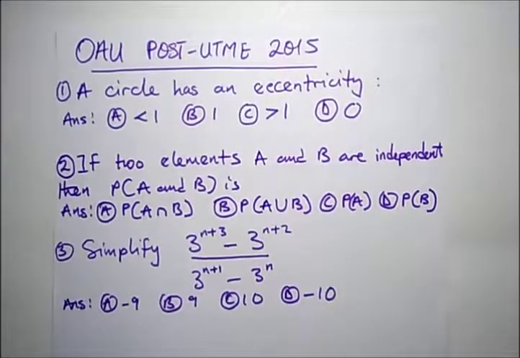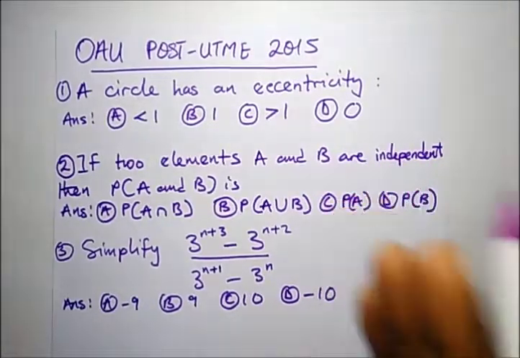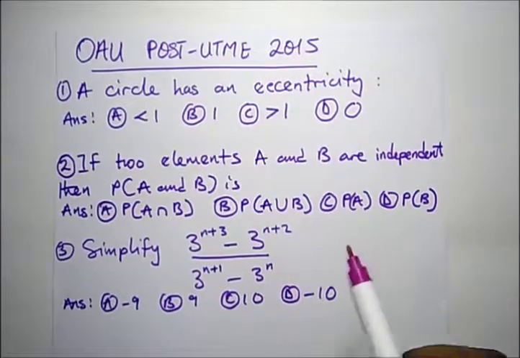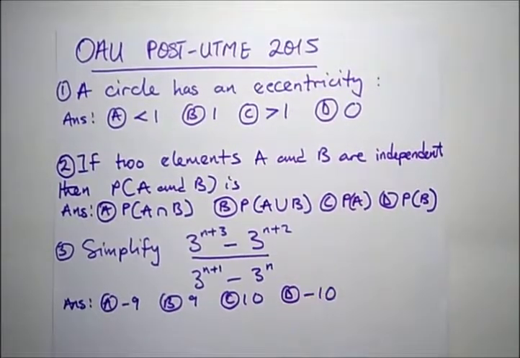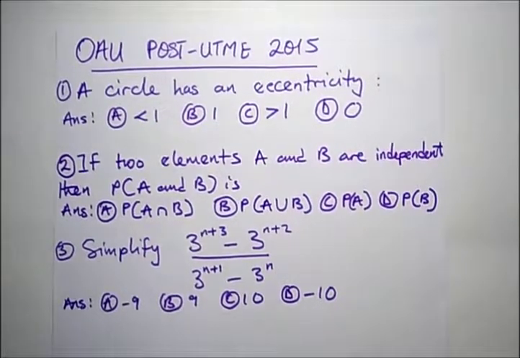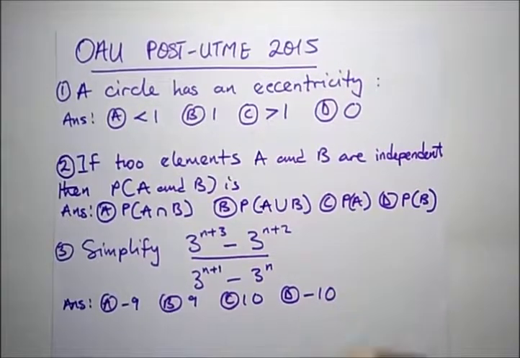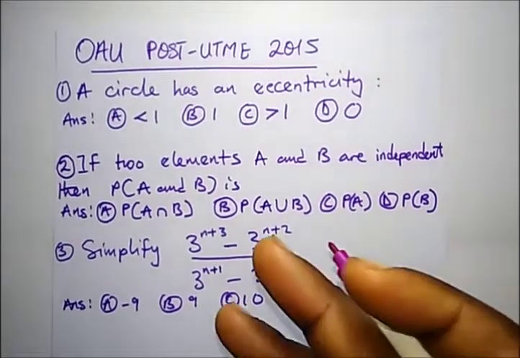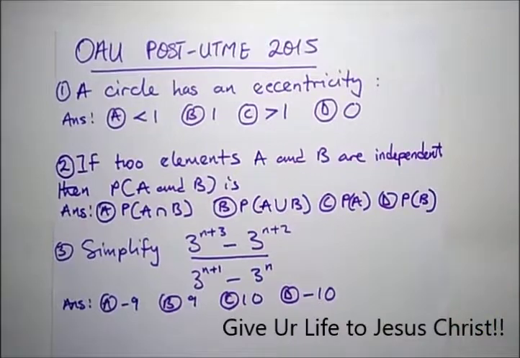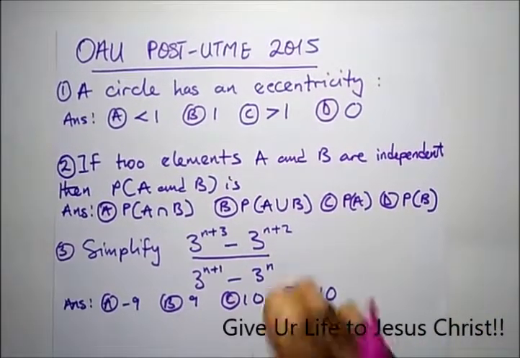So this is the 2015 post UTME maths questions, and we're going to go through it. In OAU for maths there are 22 questions. I don't know about other subjects, but for maths I noticed it's 22 questions, and they picked the syllabus from JAMB and also further maths. So the maths is quite hard. A lot of further maths in it. So you really need to prepare hard for this.